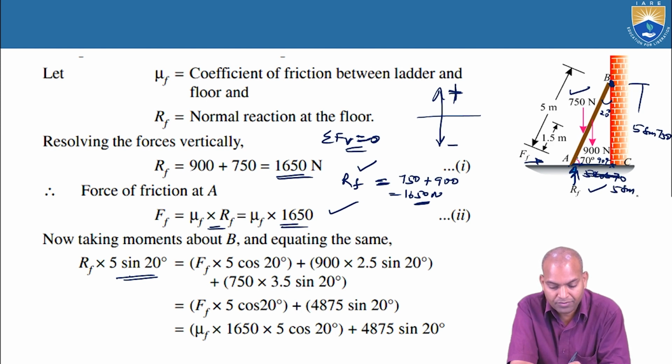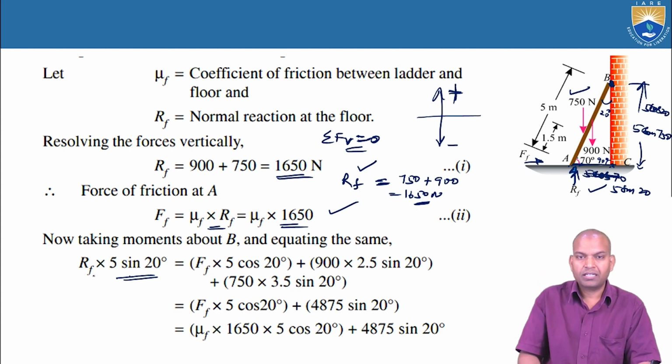It is 5 sin 20. Okay, of course, 5 cos 70, correct. 5 sin 20. And what will happen here? 5 cos 20. That is also here.